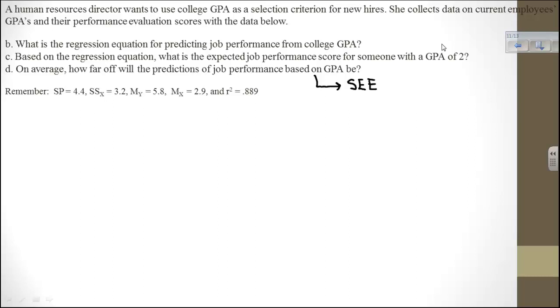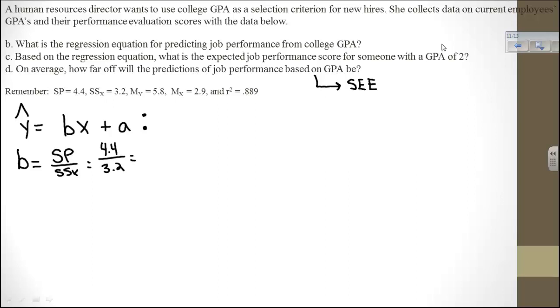Okay, so let's figure out our regression equation. So we need to know y hat equals something, b, times x plus something, our a. So let's figure out b first. So b equals, bx plus a, we're going to find that. Remember, the formula for b is sum of products divided by sum of squares x. We found our sum of products to be 4.4. Sum of squares x was 3.2. 4.4 divided by 3.2 gives you 1.375. That's our b.